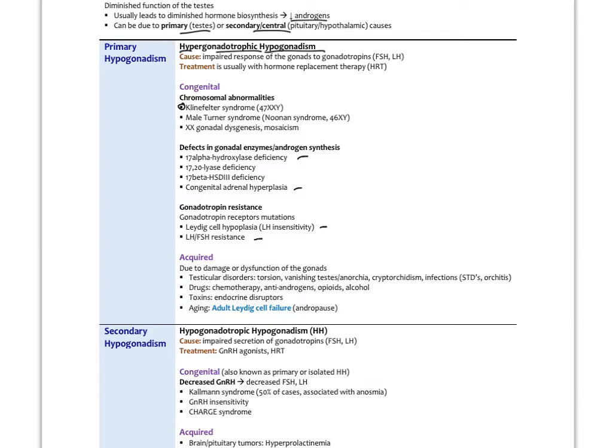We can also have acquired forms of primary hypogonadism, and those are probably more commonly encountered in the clinic. That would be things like testicular disorders, torsion, vanishing testes, and cryptorchidism, where the testes don't properly descend through development into the scrotal sac, as well as infections like STDs and orchitis from mumps. Those would all be acquired reasons for hypogonadism. Different drugs, chemotherapy, obviously anti-androgens, opioids, and high doses of alcohol can all suppress testicular function.